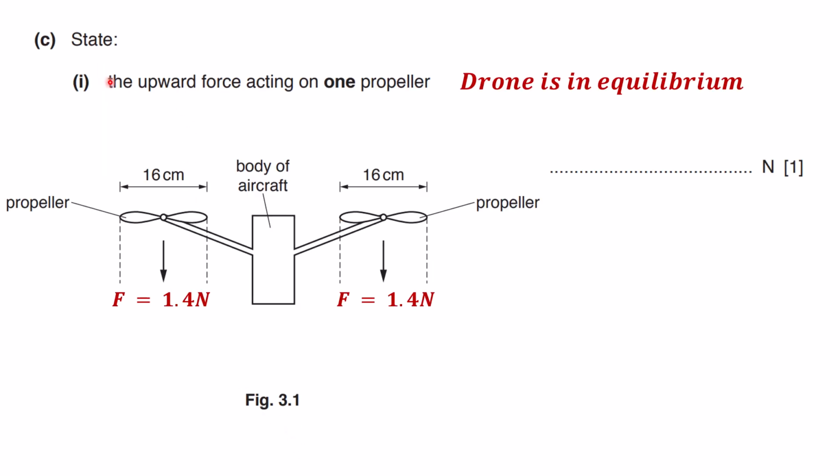Now, state the upward force acting on one propeller. So the drone is in equilibrium. So we have the force that we calculated due to the increase of momentum, which is 1.4 Newton. So the upward force will be the same because the drone is in equilibrium, right? So the upward force is equal to the downward force.